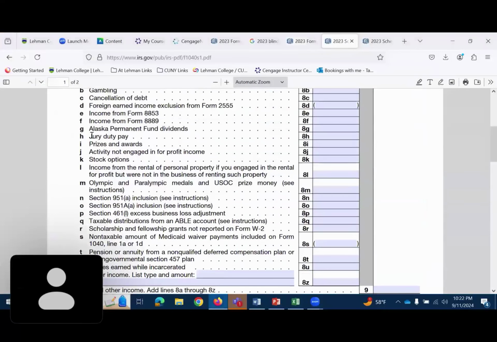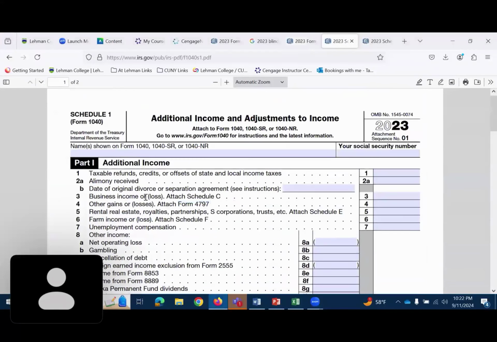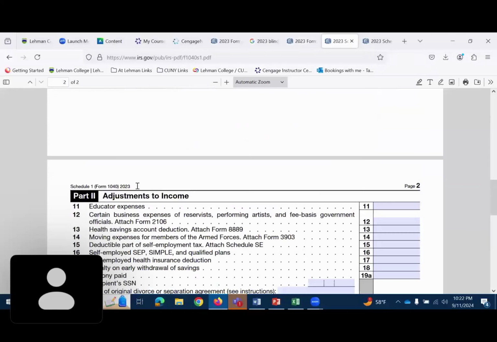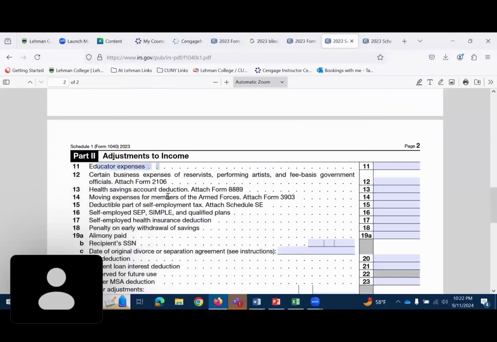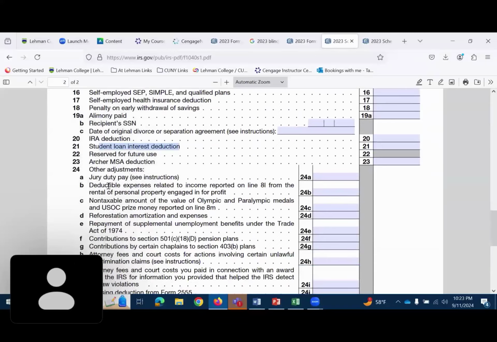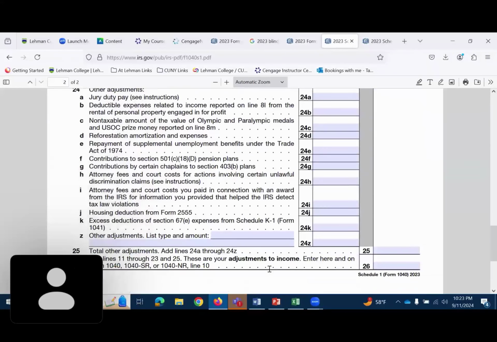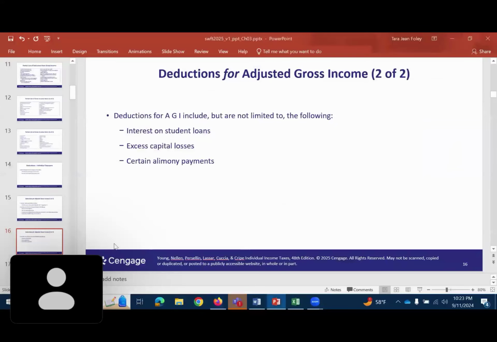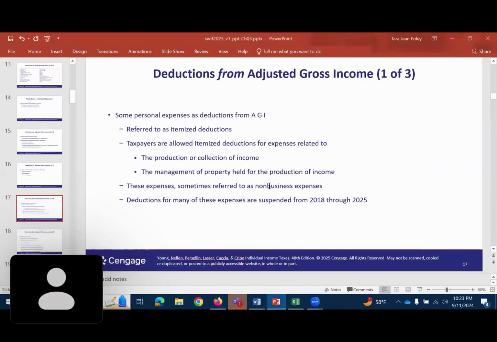Right here is your jury duty pay that you have to add as additional income. Down here, your educator expenses. Like I'm a teacher. If I spend money on buying stuff for students, that is an educator expense. Your IRA deduction, your student loan interest deduction is right here. Jury duty pay deductions. Some of them you have a deduction. So these are all the different types of deductions that are for AGI because they're above the line.